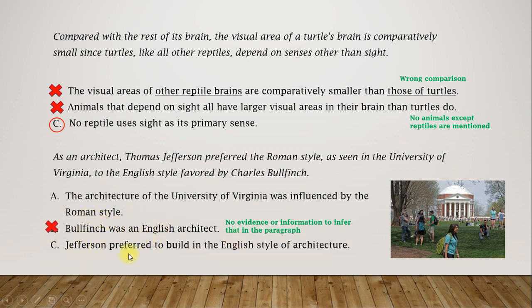And C: Jefferson preferred to build in the English style of architecture. This is wrong information because we know that Jefferson preferred the Roman style, and so C can't be the correct answer due to the wrong information. Now let's go back to option A. The University of Virginia is given in the sentence to show Thomas Jefferson's preference for the Roman style. So A is the correct answer.